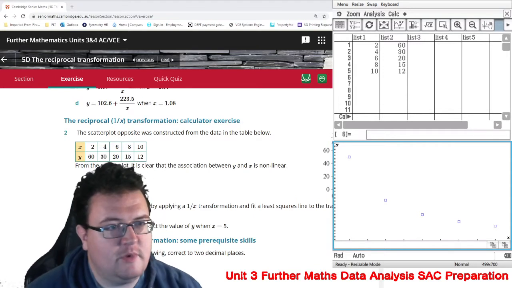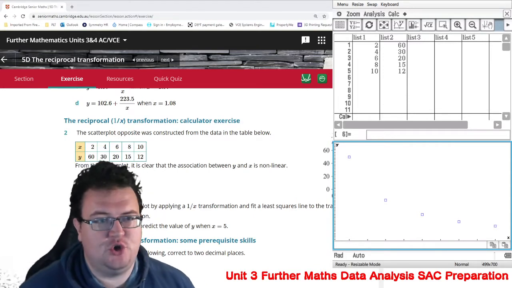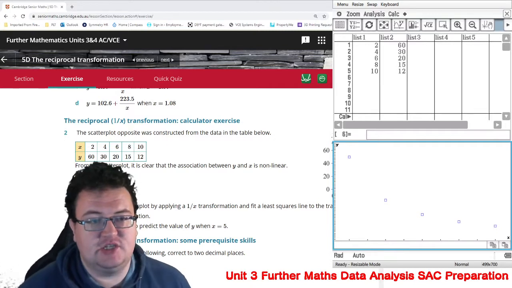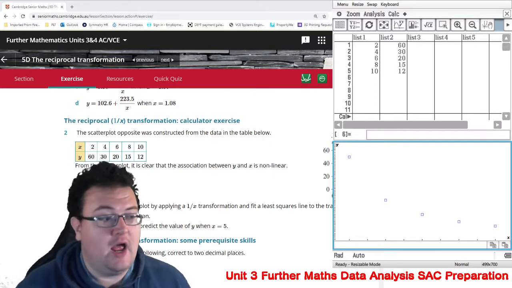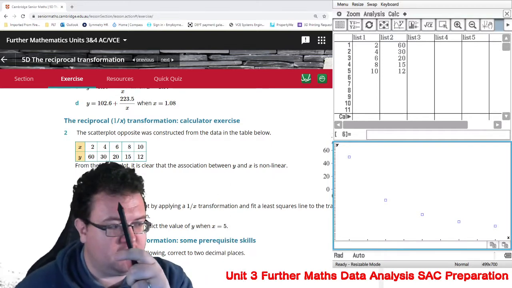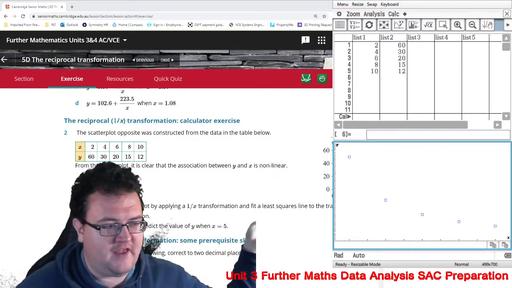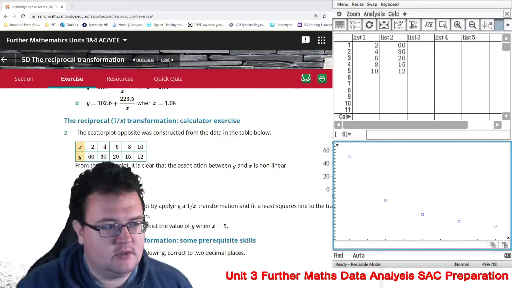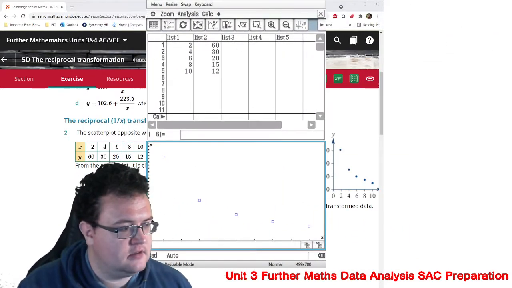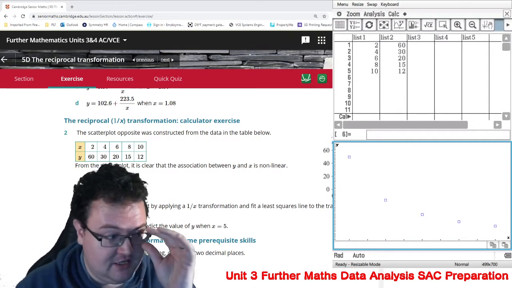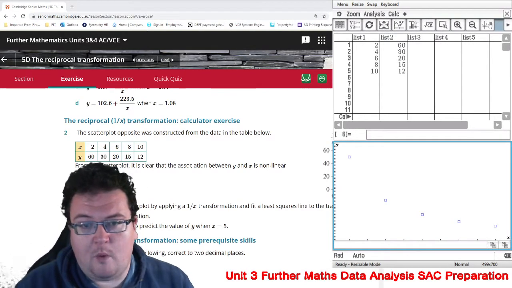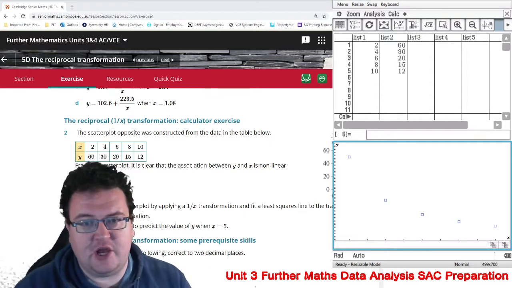Hello, welcome back. This time we're looking at 5D, question 2, which is about reciprocal transformations, particularly the transformation of 1 on x. So, as before, data from the textbook, data in the CAS, same data. And in fact, same shape of graph. So, that's how you know you entered it correctly. What we need to do is a reciprocal transformation on this instead.